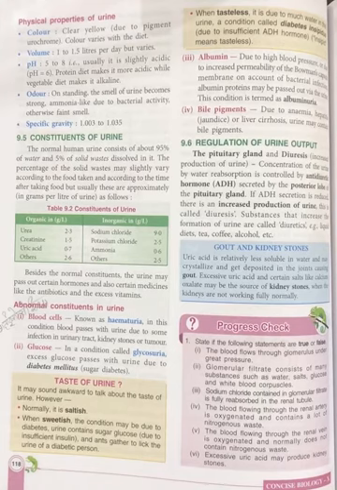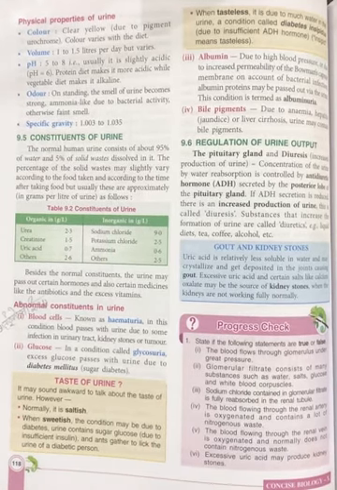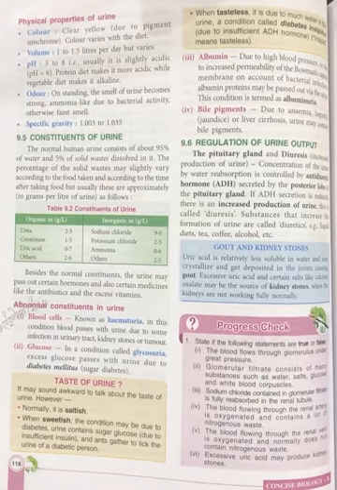And if ADH secretion is reduced, there is increased production of urine. If ADH secretion is less, then the urine production is more, and this is called diuresis. And certain substances also increase the formation of urine, and those substances are called diuretics. For example, liquid diets, tea, coffee, alcohol, etc.